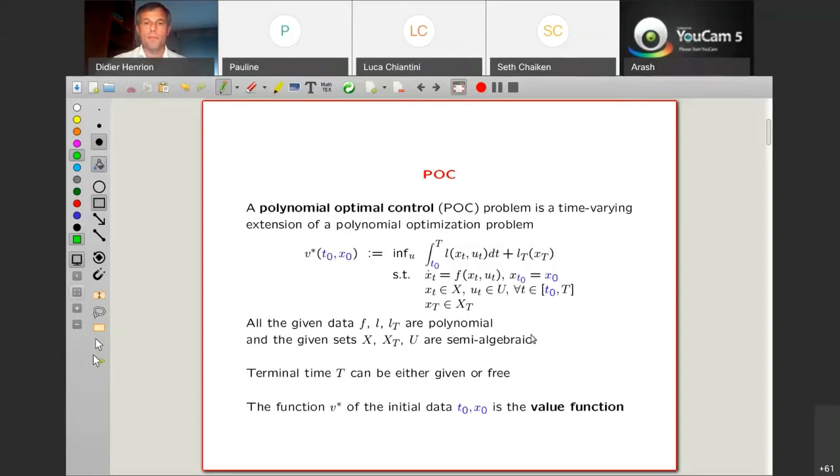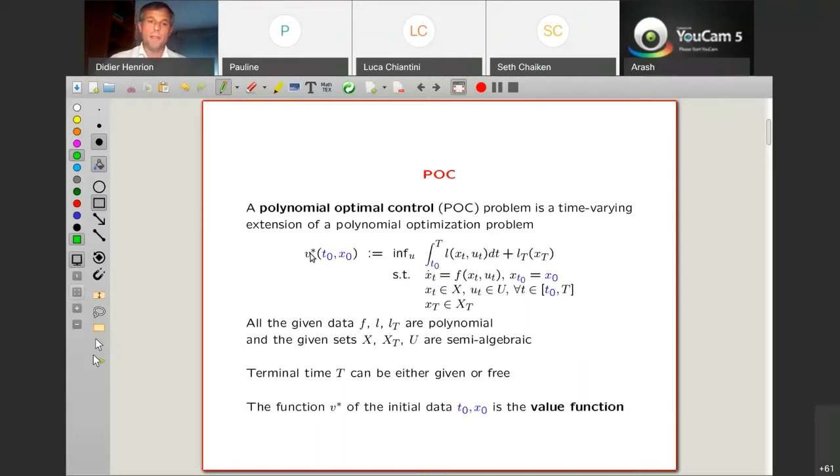So this is a setup that will keep us busy today: polynomial optimal control, a generalization of polynomial optimization to time-varying data. So in contrast with the lecture of the previous week, here you see that we do not have a discrete iteration, we have a continuous variation. The velocity at each given time is prescribed. This is an ordinary differential equation, not a difference equation.